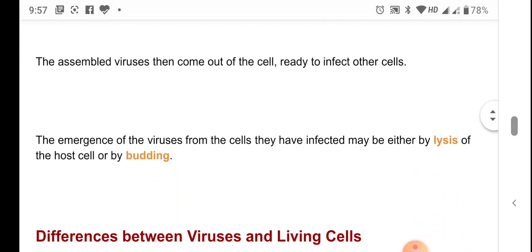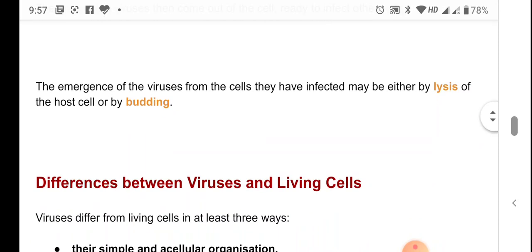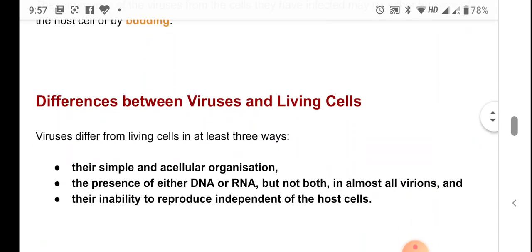This emergence from the host cell may be by lysis of the host cell or by budding from the host cell. This is generally how viruses work. Then, differences between viruses and living cells. We said viruses cannot be considered living entities, isn't it? So what are the differences between viruses and living cells?